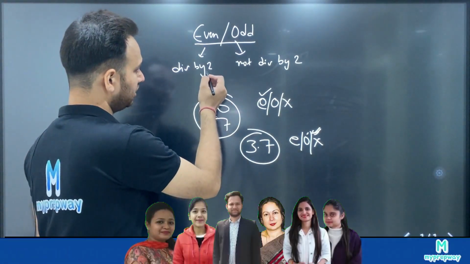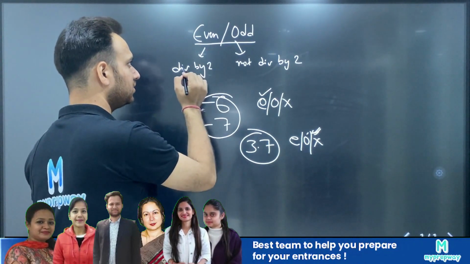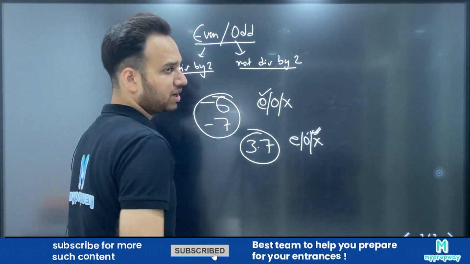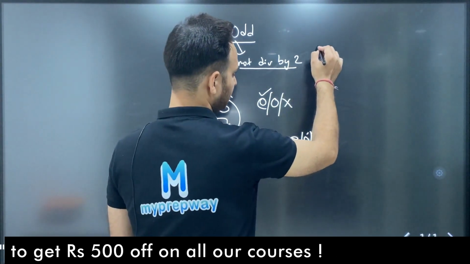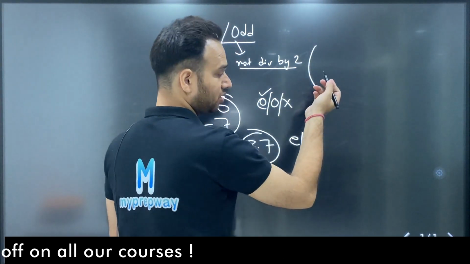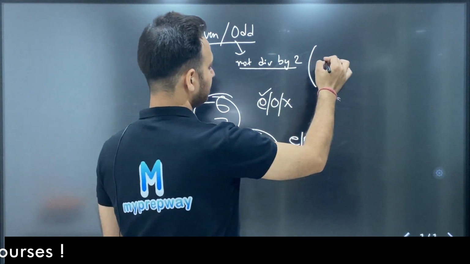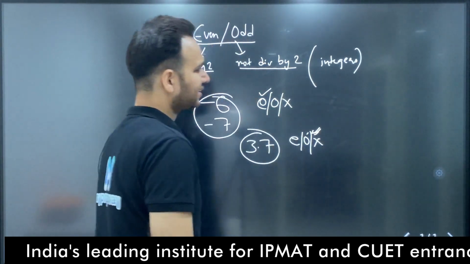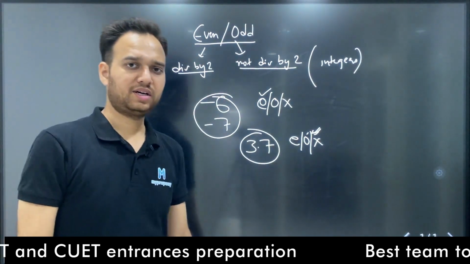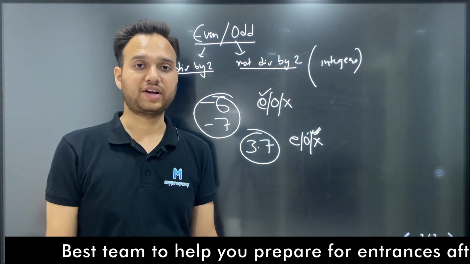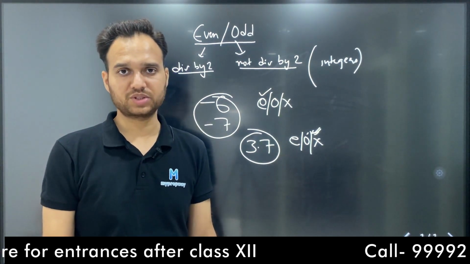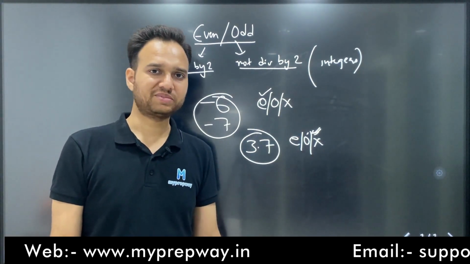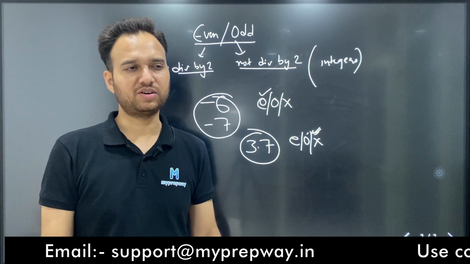So with this definition, that a number divisible by 2 is an even number and a number not divisible by 2 is an odd number, one more line should always be added: this definition applies only to integers. The definition of even and odd doesn't apply to fractional or decimal values. That is all in this video. Hope this is interesting and useful to you.